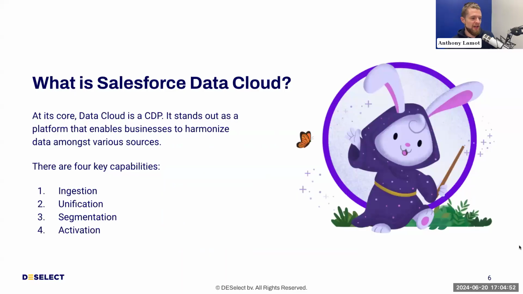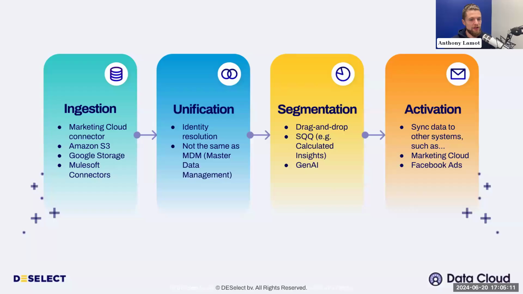Great. So what is Salesforce Data Cloud? At its core, Data Cloud is a CDP. That is a customer data platform. It stands out as a platform that enables businesses to harmonize data amongst various sources. There are 4 key capabilities, and those are ingestion, unification, segmentation, and activation. So let's talk a little bit more about those.